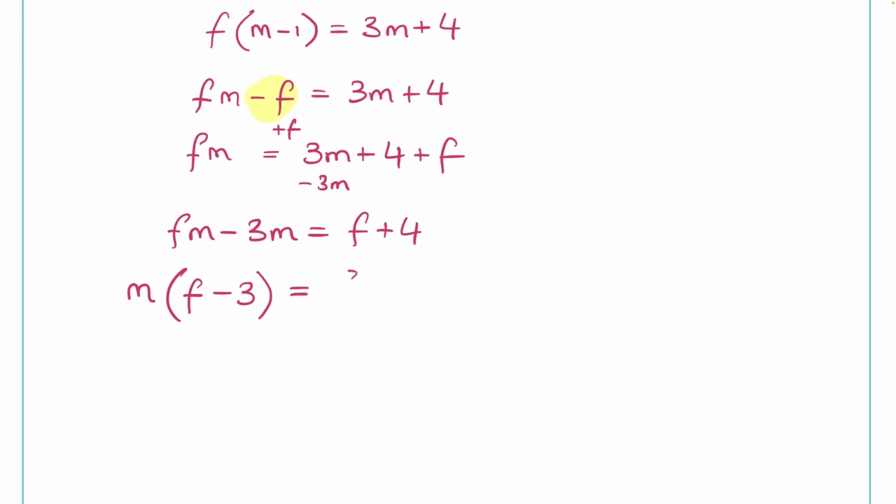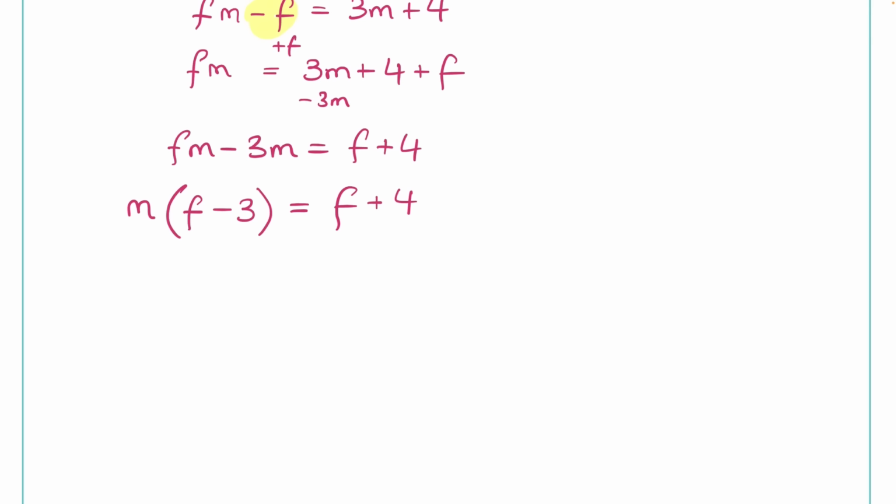Now visually, we do only have the 1m, so we can make m the subject, and the final step is just to take this bracket that we've created and divide by the bracket f minus 3, and we get m is equal to f plus 4 over f minus 3.